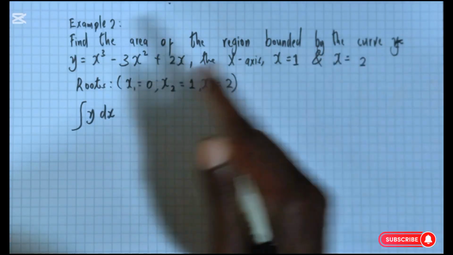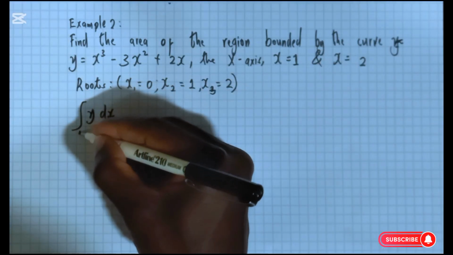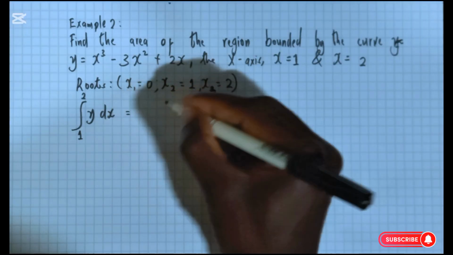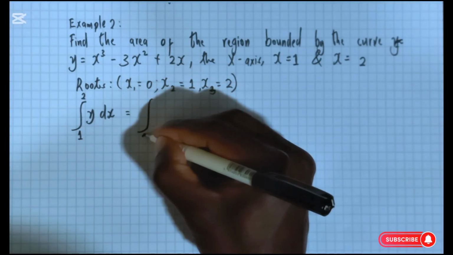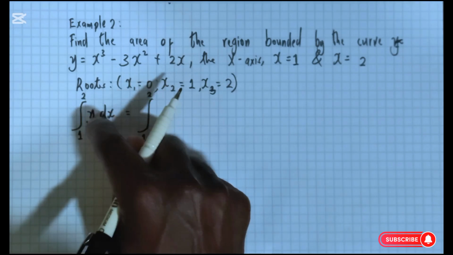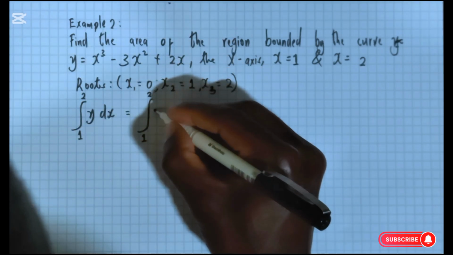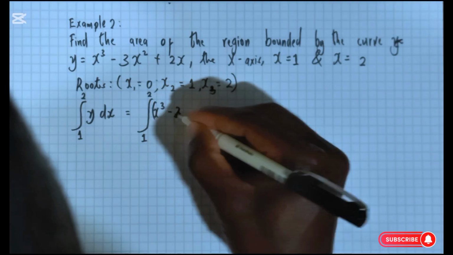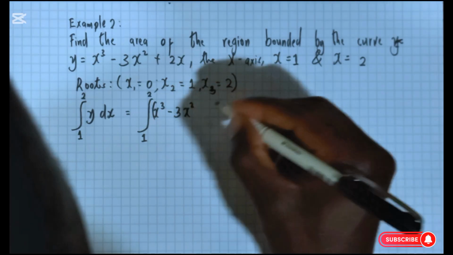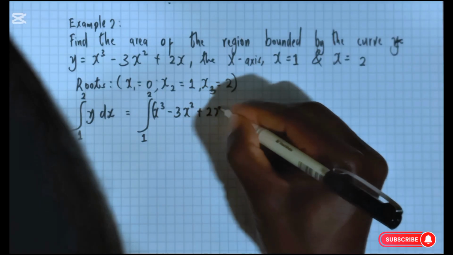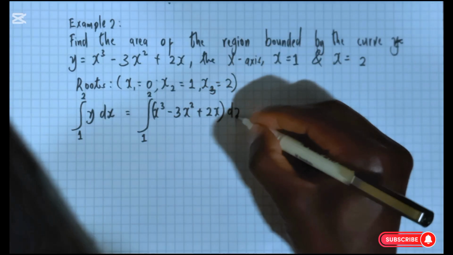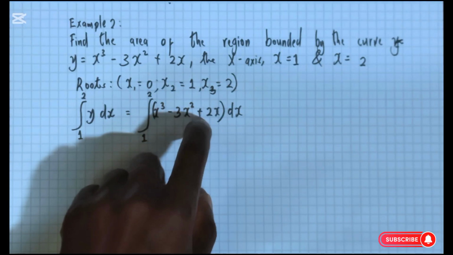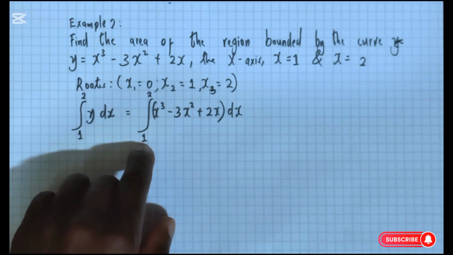So these x1 and x2 are our upper and lower limits. Our lower limit here, clearly you can see, is going to be 1, and the upper limit is going to be 2. The value of y happens to be x cubed minus 3x squared plus 2x, with respect to x. So we're supposed to integrate x cubed minus 3x squared plus 2x with respect to x, with the limits 1 and 2.